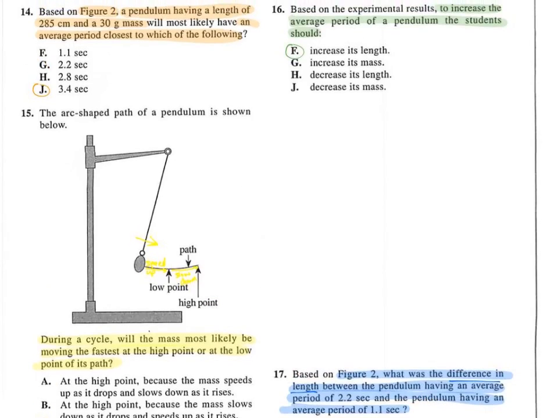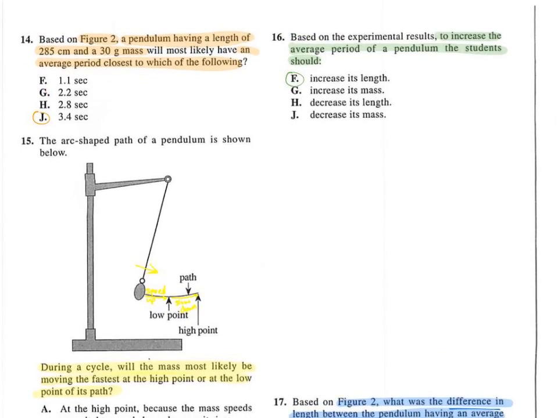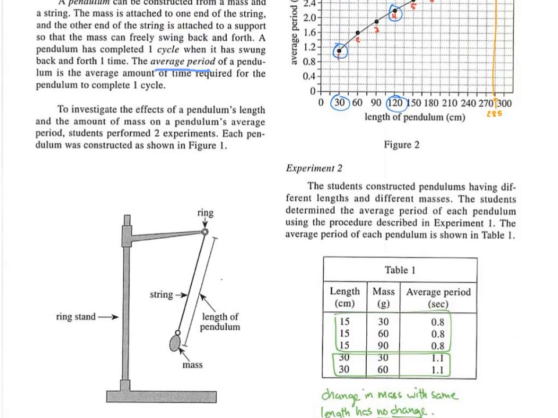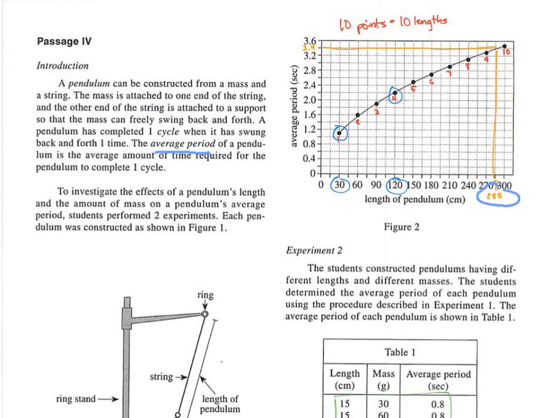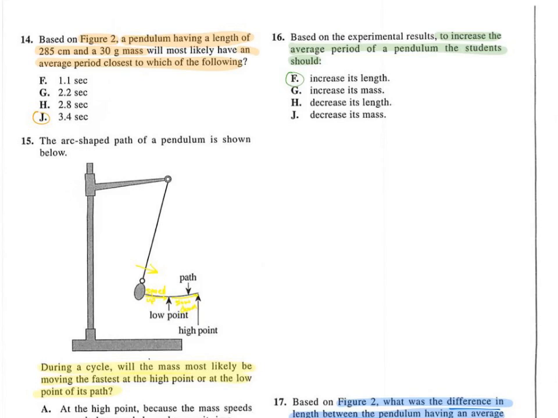Number 14 says, based on figure 2, a pendulum having a length of 285 centimeters and a 30-gram mass, which they all did in figure 2, will most likely have an average period closest to which of the following? So we're going to look at the line on figure 2 at 285, which isn't on the x-axis, but is right in the middle between 270 and 300. You go up to the line, follow that across, and it's somewhere around 3.4 seconds for its period. So number 14 was J.